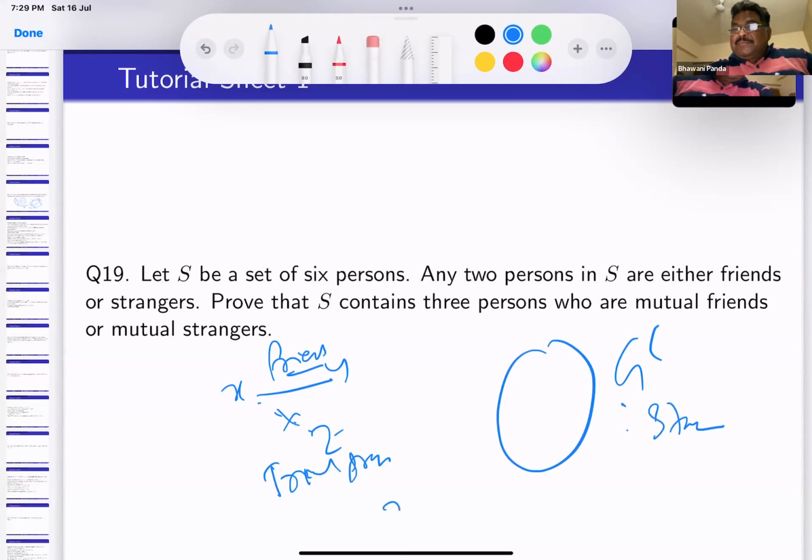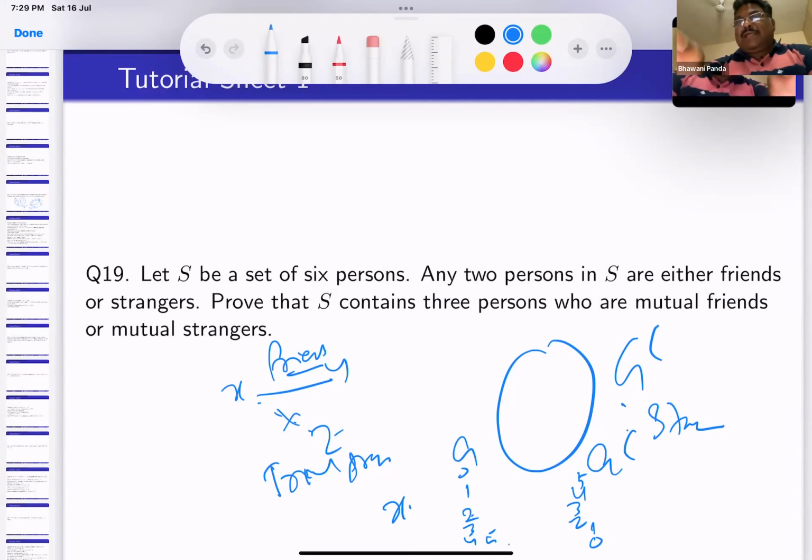So take a person X, take a graph with 6 vertices. This is the complement of that vertex. So in G, suppose the degree of X can be what? 0, 1, 2, 3, 4, 5. So in G complement, what will be the degree of X? In G, degree of X equal to 0, it will be 5. Degree of X equal to 1, that will be 4. This is 2, this is 3. Then 3, it is 2. 4, it is 1. 5, it is 0.